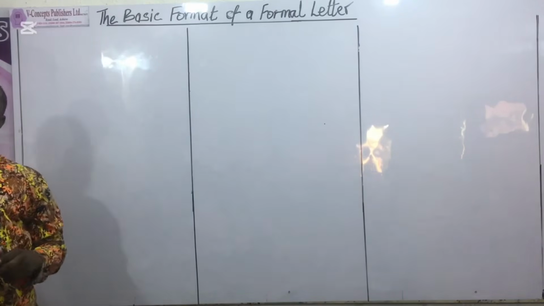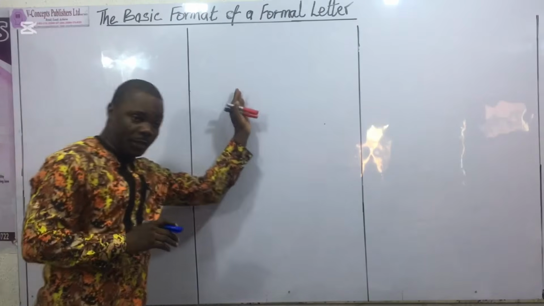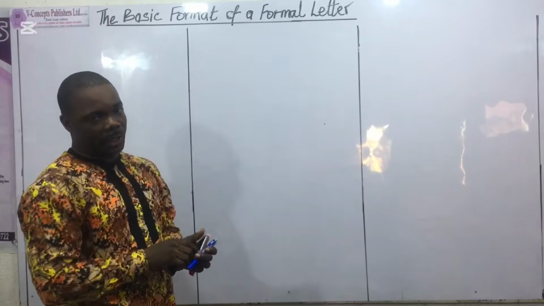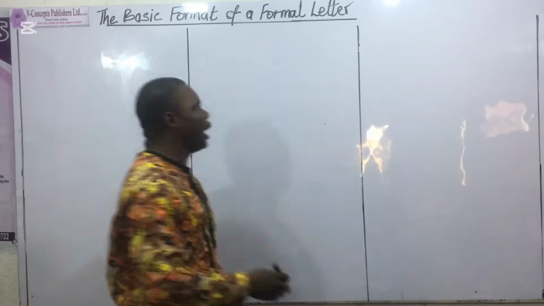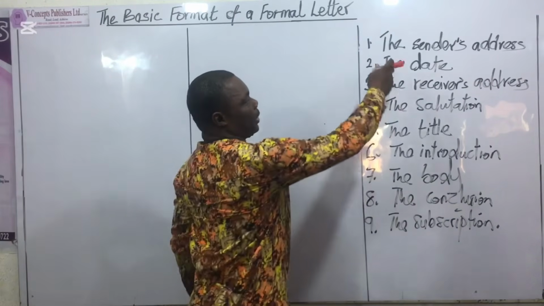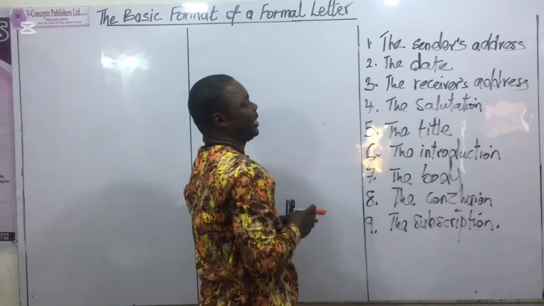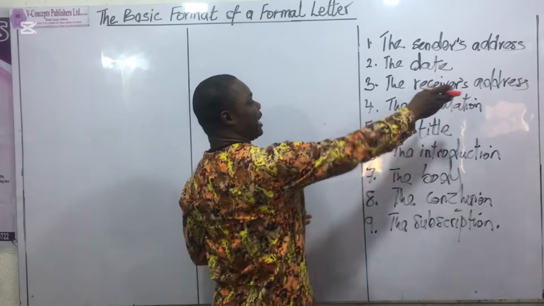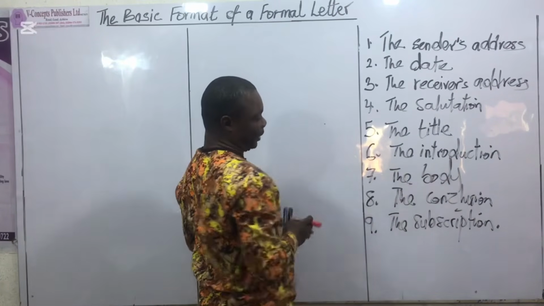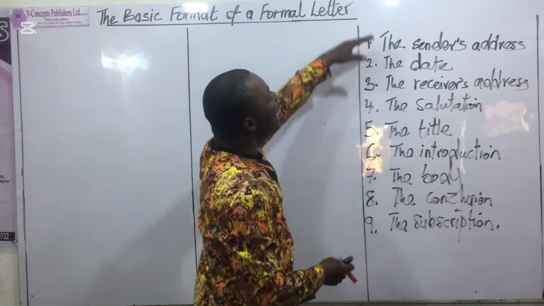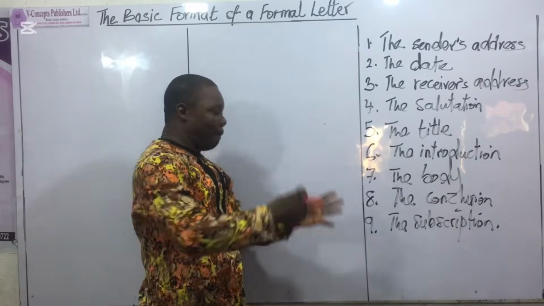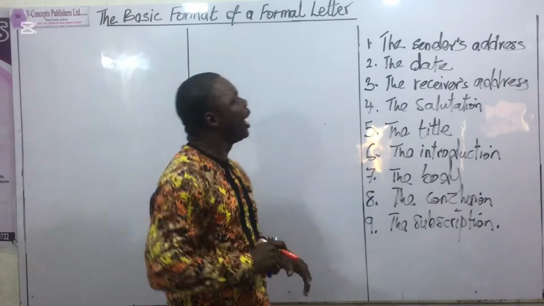Now, we have about 9 aspects to the format of a formal letter, and I put them very quickly on the board. Here we have the sender's address, the date, the receiver's address, the salutation, the title, the introduction, the body of the letter, the conclusion, and then the subscription. So these are the 9 vital aspects that make up the basic format of a formal letter. All right, now let's go.